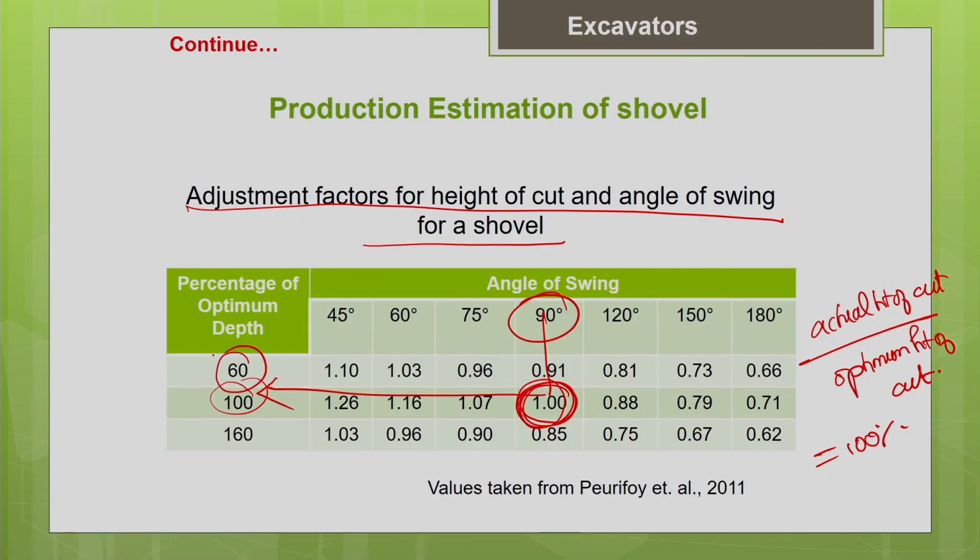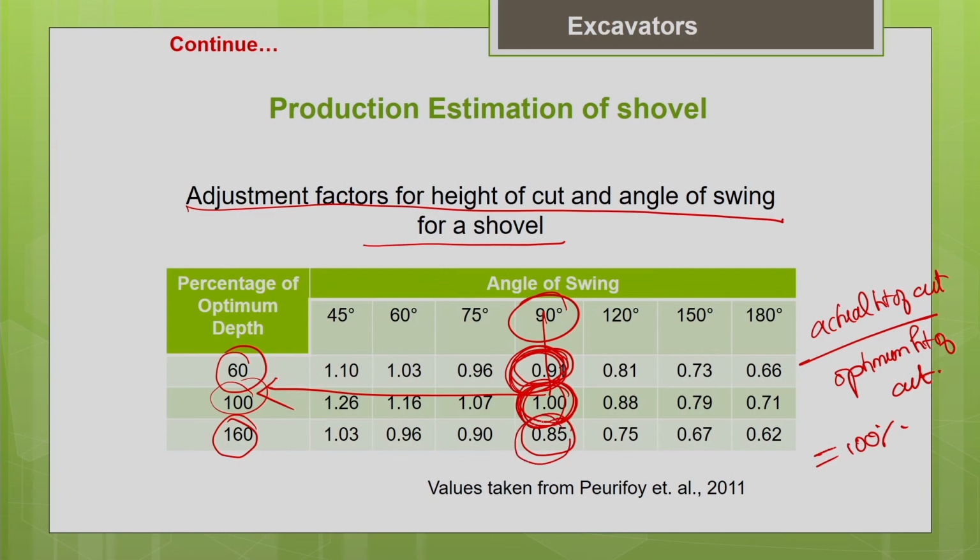Say you are going to do the cutting operation, and the height of cut is lesser than the optimum height of cut, say it is only 60% of the optimum height of cut. You can see you have to apply this correction factor. Similarly, when it is 160% also you have to apply this correction factor. The thing to note is when the height of cut is less, the correction factor is also less, which means the productivity is going to be reduced.